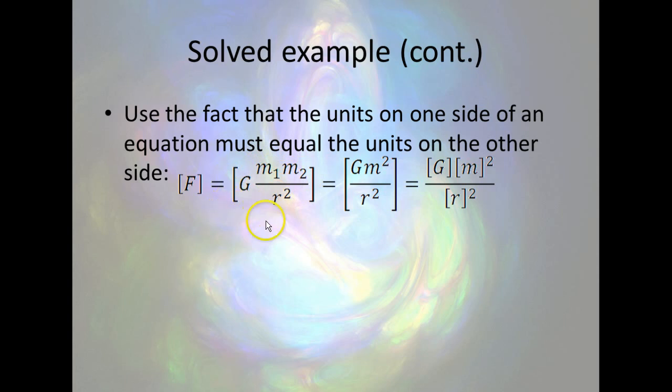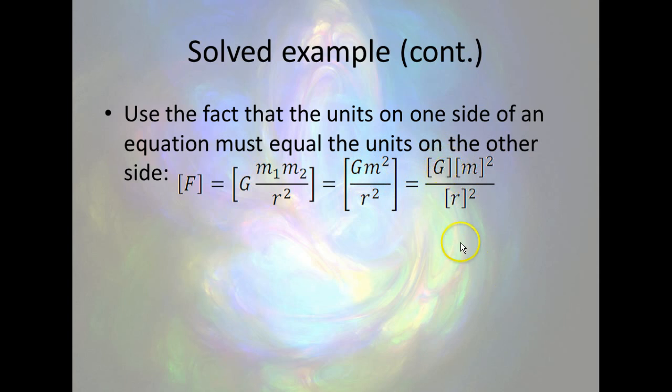So the units of all those. Since these are both masses, it doesn't matter that these masses might have different values. They still have the same units. 2 kilograms times 8 kilograms still has units of kilograms squared. So we're just going to get rid of the subscripts here and just combine the masses. And then we're going to take the brackets inside, which we can do. After all, the units of a product are equal to the product of the units.